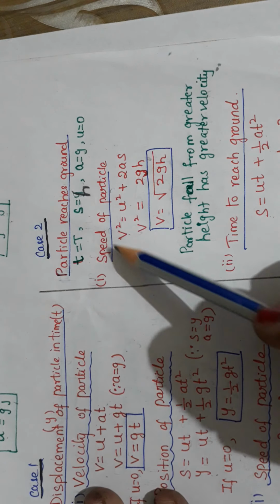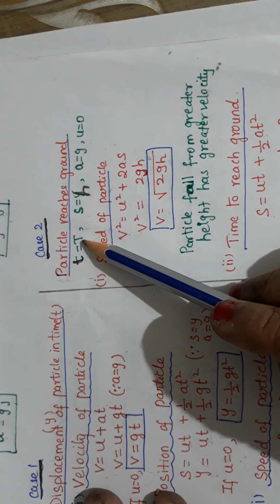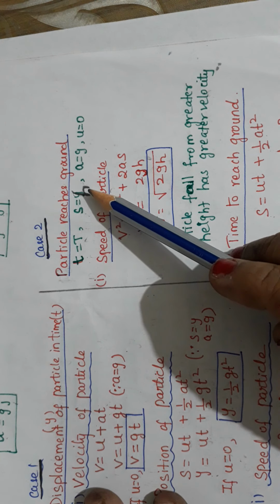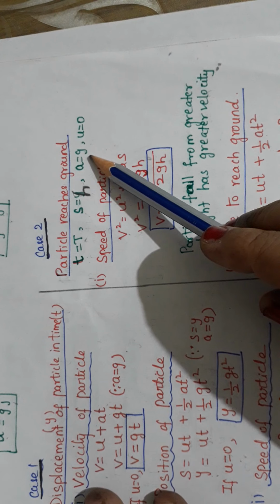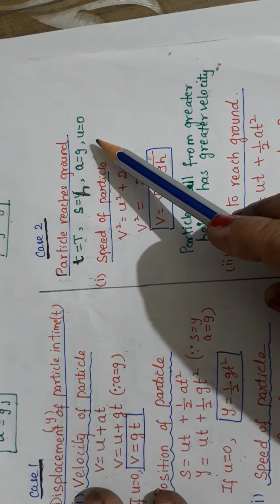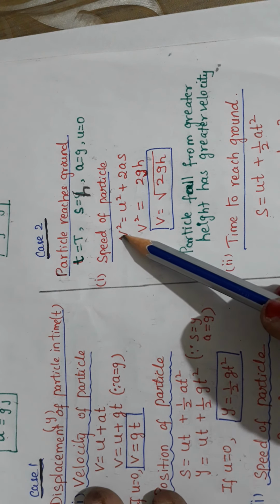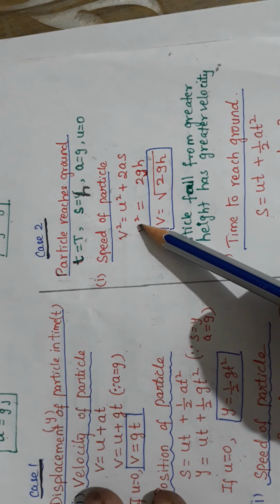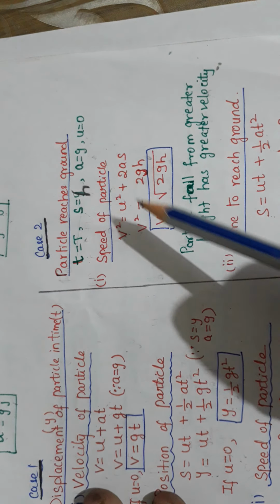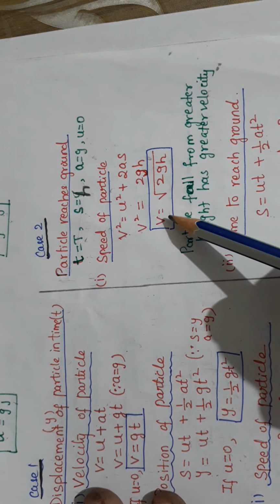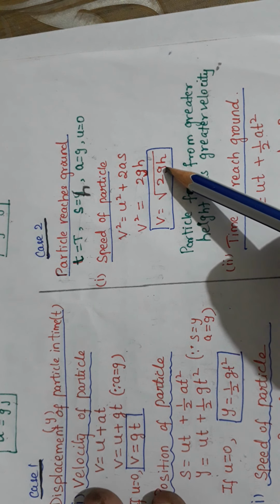So when the particle reaches the ground, the time is represented by capital T, total displacement s is equal to h, acceleration due to gravity is g, and u is 0. So speed of the particle from Newton's equation, if you substitute, what will you get? You will get v square is equal to 2gh and v is equal to root 2gh.